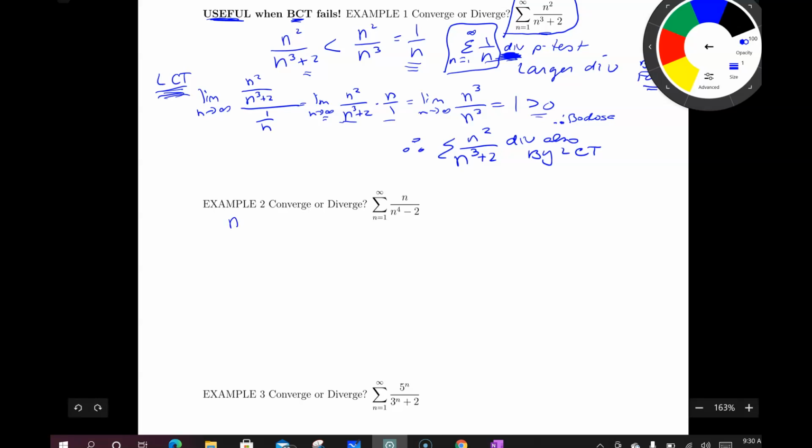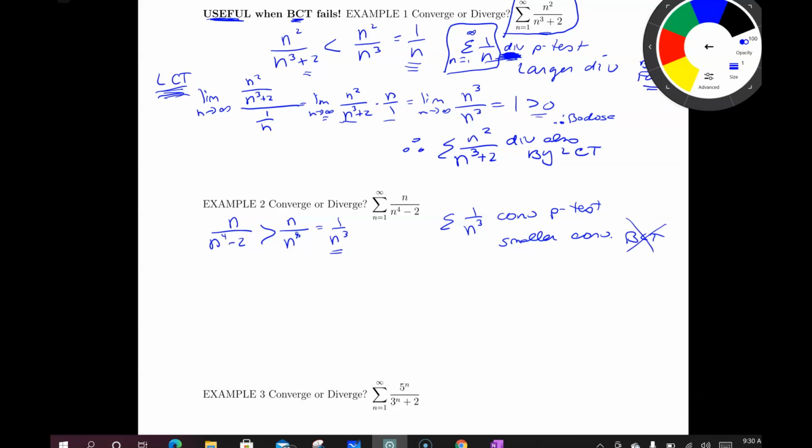Okay, so let's try this one. This one looks like a nice candidate for a basic comparison test, right? Because pulling one number off makes it smaller here. So simplifying, I get 1 over n cubed. And if I look at the summation of 1 over n cubed, this converges by p-test. So let's look at what I have here. Oh no, this gives me the smaller converges, BCT fails. Can't have the smaller converging to get a result.